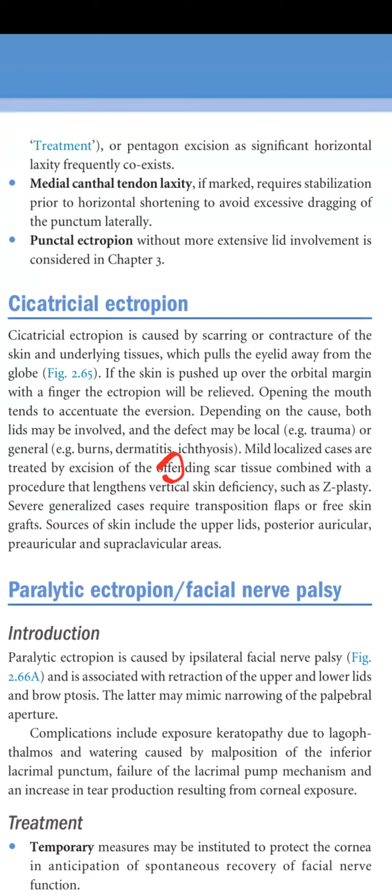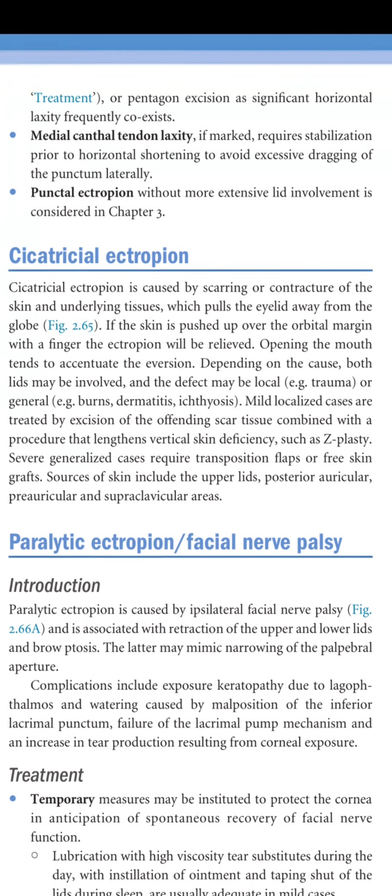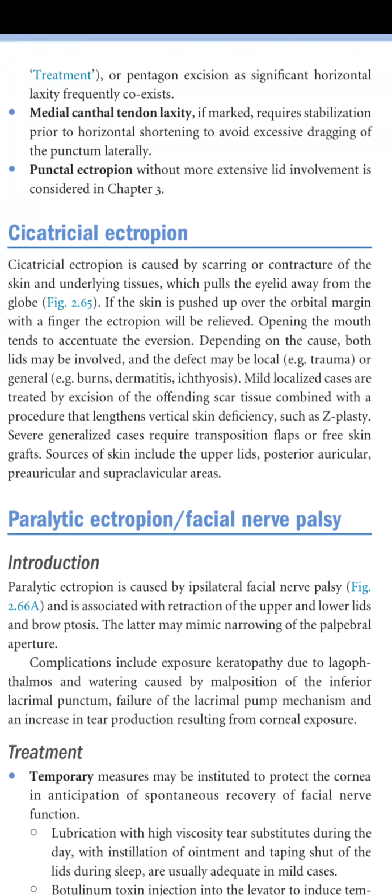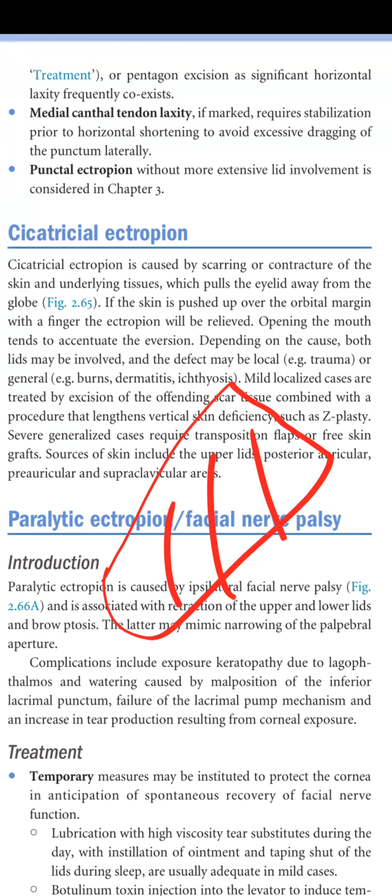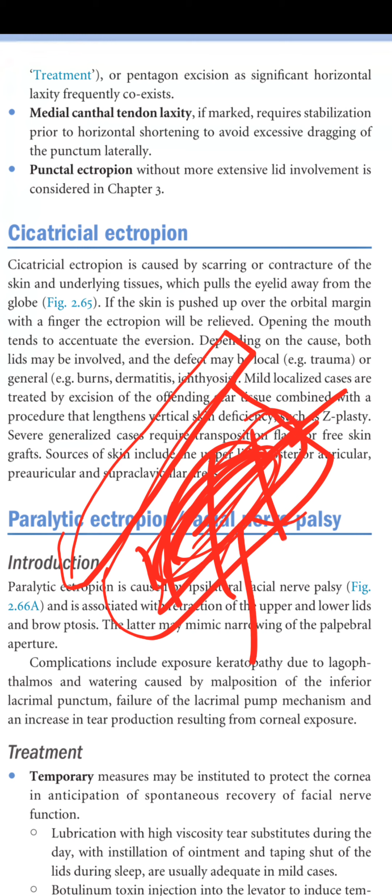So sometimes there is only punctal eversion. The treatment of this is discussed in chapter 3, on the lacrimal drainage system. Next is cicatricial ectropion. Cicatricial ectropion basically means scarring which is causing the ectropion. Whenever there is skin scarring, it causes eversion of the lid, because of the tightness and shortening of the anterior lamella. So what you do is cut the scar tissue, and you can replace it with a flap, or you can also replace it with a graft.